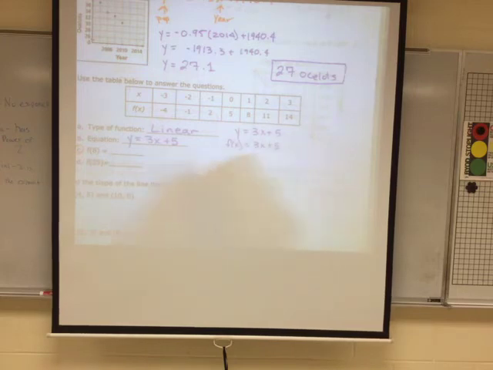So what I'm going to do is replace x with 25. So f of 25 equals 3 times 25 plus 5. Remember, this f of 25 is function notation. We're not evaluating f times 25. We're evaluating 3 times 25 plus 5. So 3 times 25 is 75, plus 5 is 80. So f of 25 equals 80.